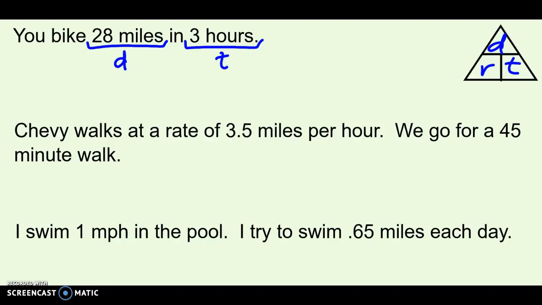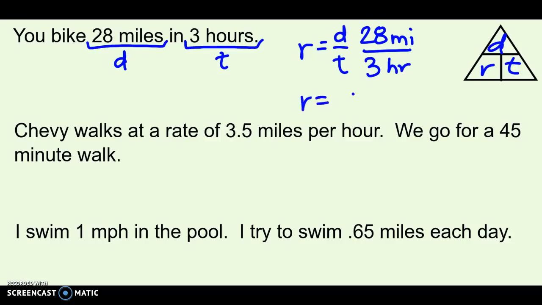So back to my triangle, we said the rate is equal to distance divided by time. So the distance, 28 miles, divided by the time, 3 hours. If I do that quick on my calculator, 28 divided by 3, I get 9.3 repeating. And my label here would be miles per hour, or MPH, miles per hour.